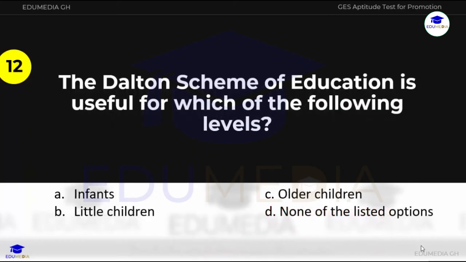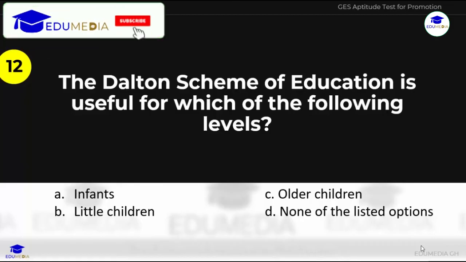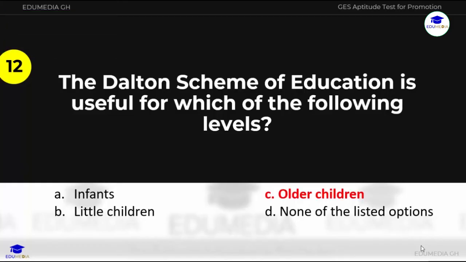Question number 12. The Dalton scheme of education is useful for which of the following levels? A. Infant, B. Little children, C. Older children, and D. None of the listed options. The correct answer here is older children.